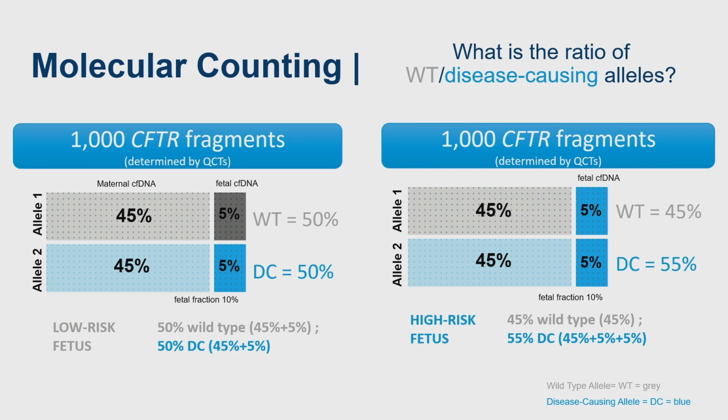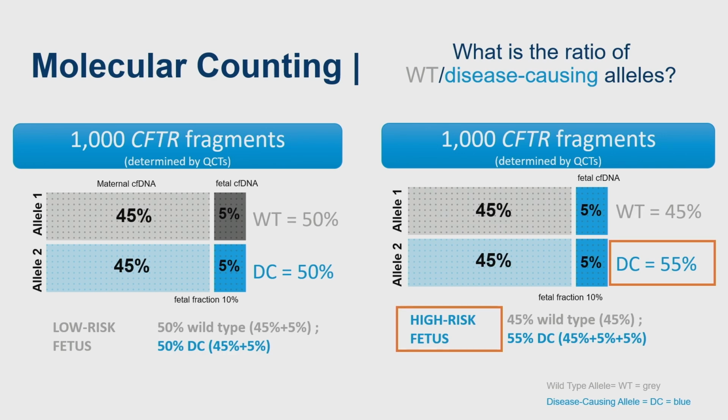And then when we are looking at the proportion of those alleles, we see that a smaller proportion are wild type alleles and a higher proportion are disease causing alleles. Plug it into all of our computational math and we figure out that there are more disease causing alleles than what we're expecting. So this is going to be a high risk pregnancy.